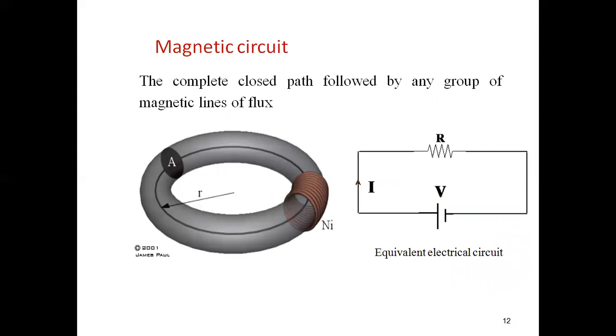Now, what is a magnetic circuit? The magnetic circuit is nothing but a complete closed path followed by any group of magnetic lines of flux. So this is a magnetic circuit. N number of coil turns are there, and this is the equivalent electric circuit.